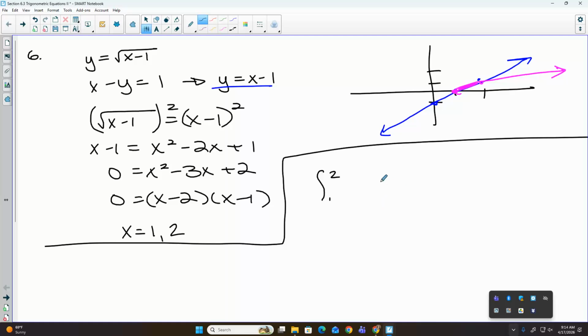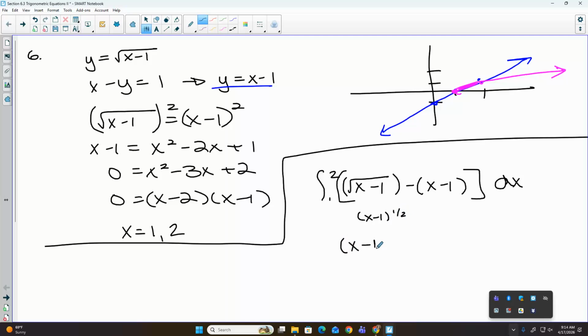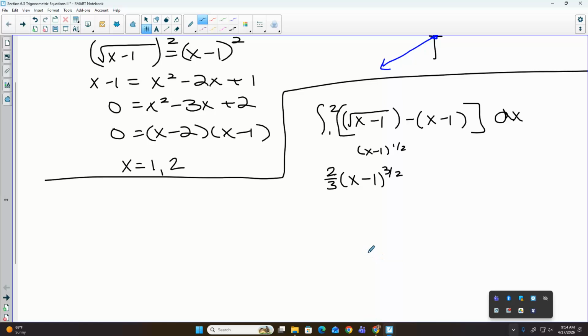We're doing it in terms of x, so then it's top minus bottom. Which one is on the top? Okay, so top minus the bottom is the square root of x minus 1 minus x minus 1. Square root of x minus 1, that's like x minus 1 to the 1/2. So the antiderivative, you add 1 to your power, so 3/2. You need the reciprocal in front, so 2/3. Derivative of the inside is 1, so we don't have to add anything else for it.